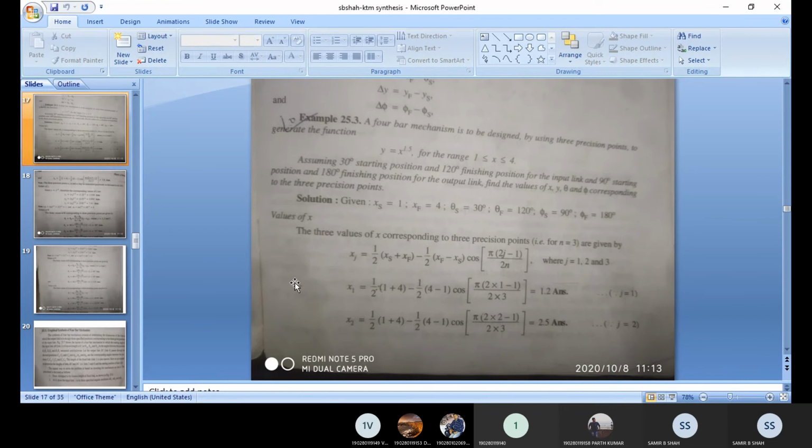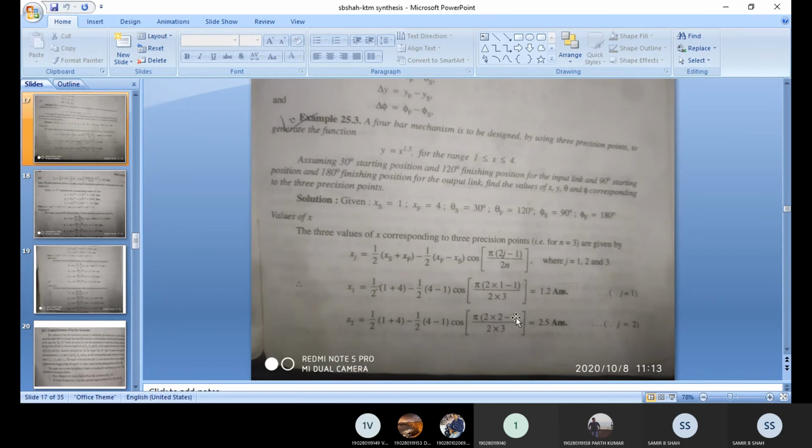We are considering the 3 points, so x1, x2, x3 with 2j, where j is equal to 1. We consider first minus 1 divided by 2n. Here why is n equal to 3? Because three precision points are there. So if you solve the equation, we get the answer, that is 1.2.